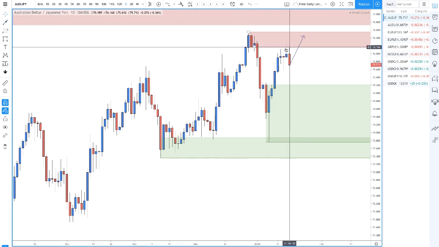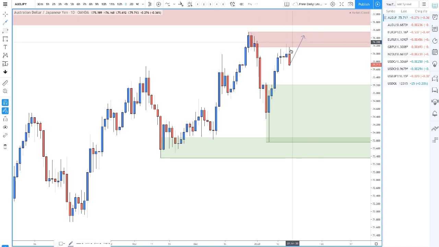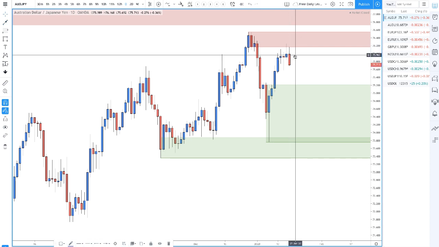So if into next week we get some risk off sentiment, then this now starts to look like a really good trade to the downside. Prices are coming to that supply zone and start reacting, and so that would be quite a nice trade to the downside if there is some risk off sentiment.